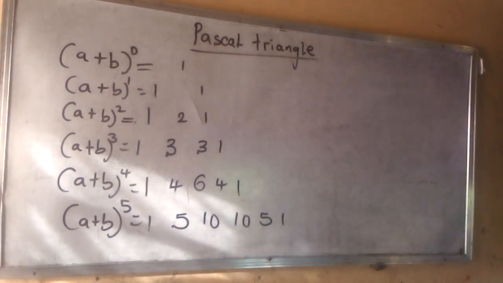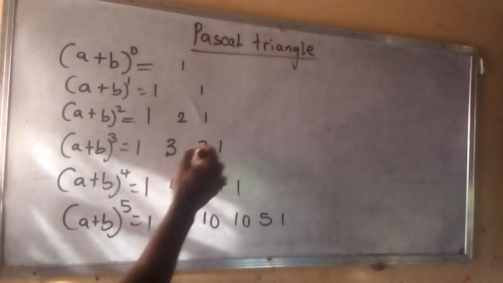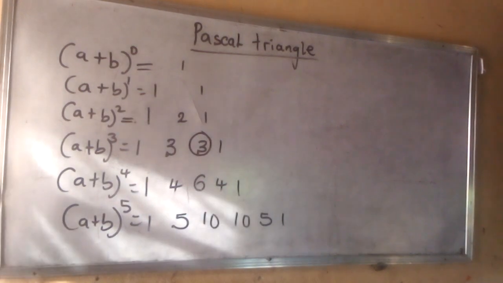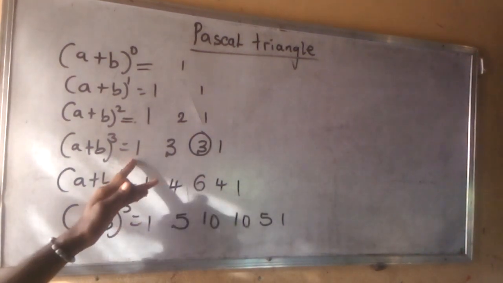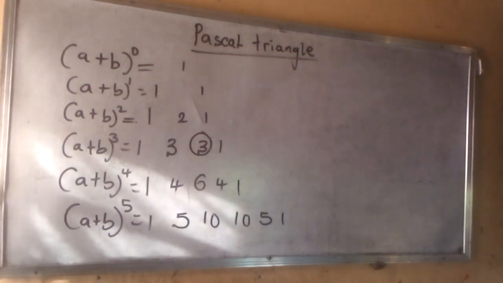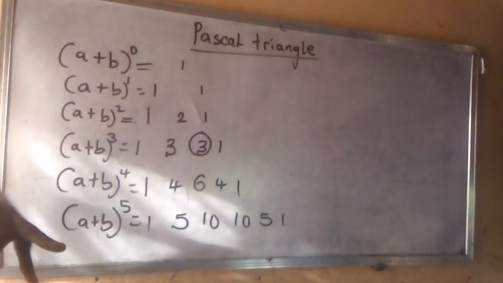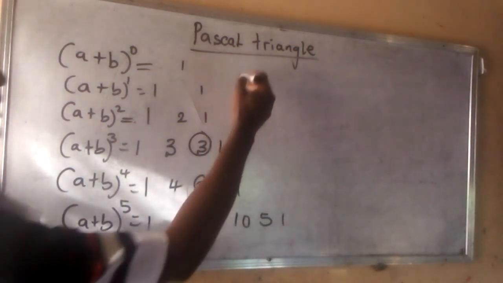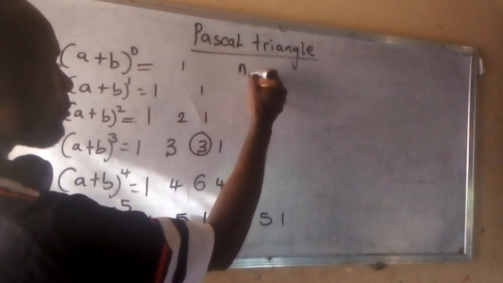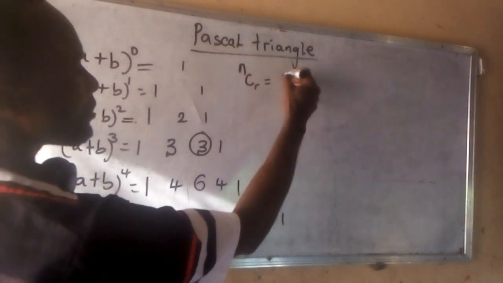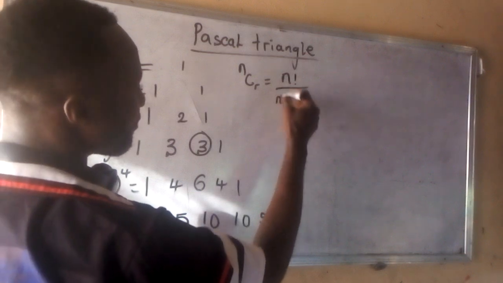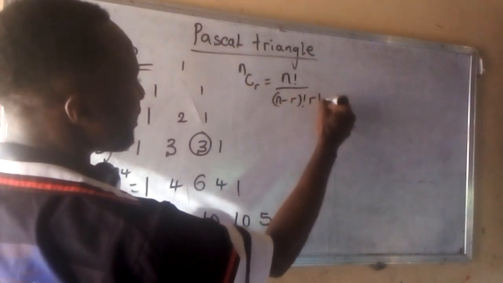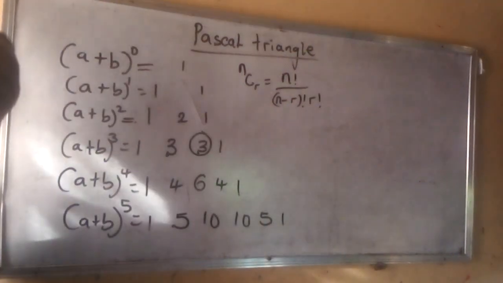Okay, let me just assume any number. I have picked 3 here. So how am I going to use the calculator to get this? Now the formula is, if we have nCr, it is equal to n factorial over (n minus r) factorial and r factorial. Now, what do we mean by factorial?